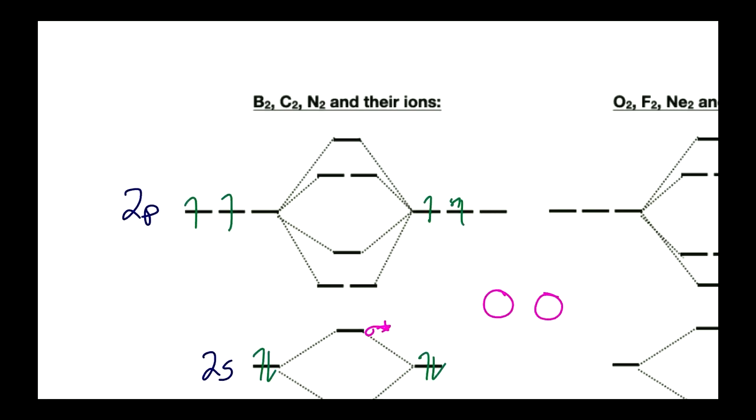We can get the head-on overlap, just like our s orbitals. This kind of interaction is our sigma interaction, but which one of these lines is our sigma bonding interaction? This one? No, this one is the pi interaction. How do I know it's the pi interaction? It's a set of 2, so that's our pi bonding interaction.